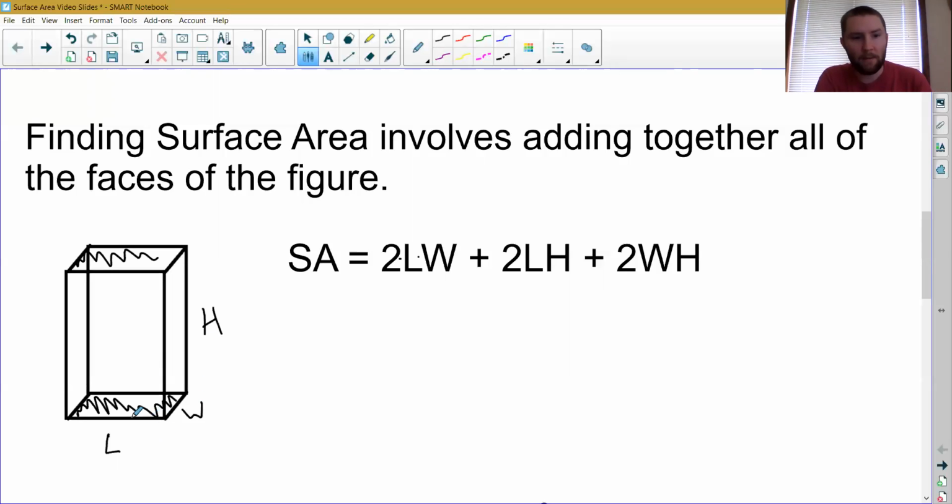Then we also have this front side. The front side of this box here is a rectangle with length and height, right? And then on the back side, there's the same thing. So that's why I have 2 length times height right here. 2 rectangles whose dimensions are the length and the height.